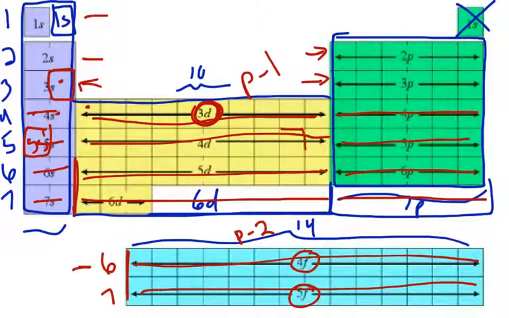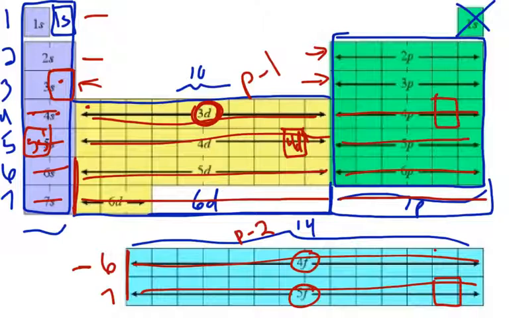What about this element right here? You'd have to see where it is in the periodic table. This is silver, right? It'd be 4d9. This element right here would be 4p5. This element right here would be 5f13. That would be the ending configuration for a particular element.